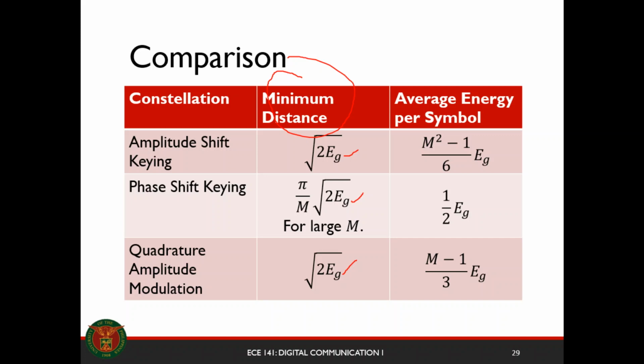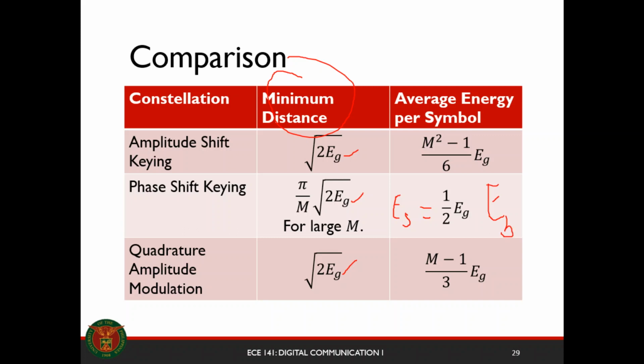E sub g here is actually an argument for the function of your energy per symbol. Okay, so I hope that was clear. So your energy per symbol rather is a function of your E sub g. But this energy per symbol actually kind of depends also on the number of elements in the constellation. Maybe it's best if we compare them using the energy per bit, E sub b.